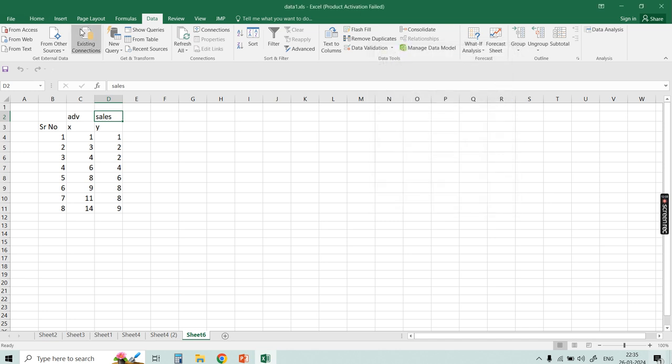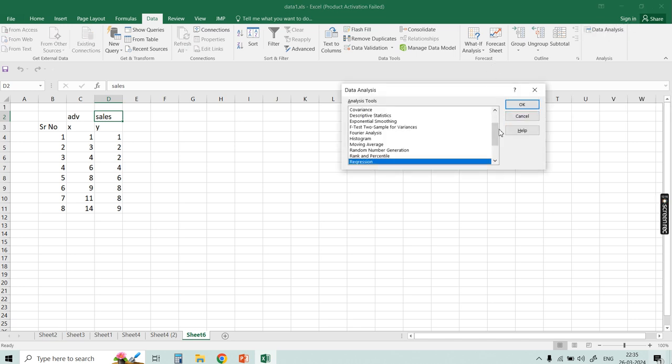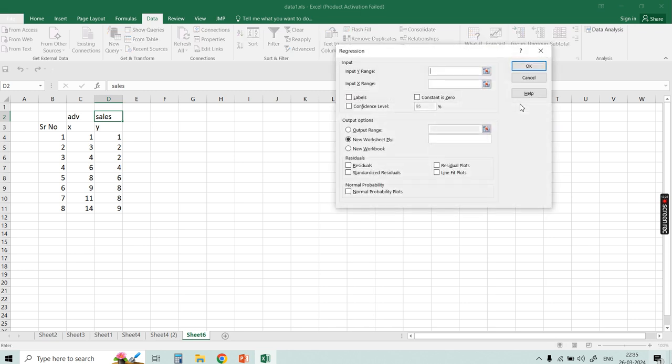Once the plugin is added, I come to the Data tab and here I have the Data Analysis Toolpack, under which there are various options like correlation, descriptive statistics. I am interested in regression. So I click on regression and I say OK. So this should be the window that opens. Remember, you need to add in the values for x and y. Now, remember, y is your dependent variable and x is your independent variable. So in this case, sales is my dependent variable.